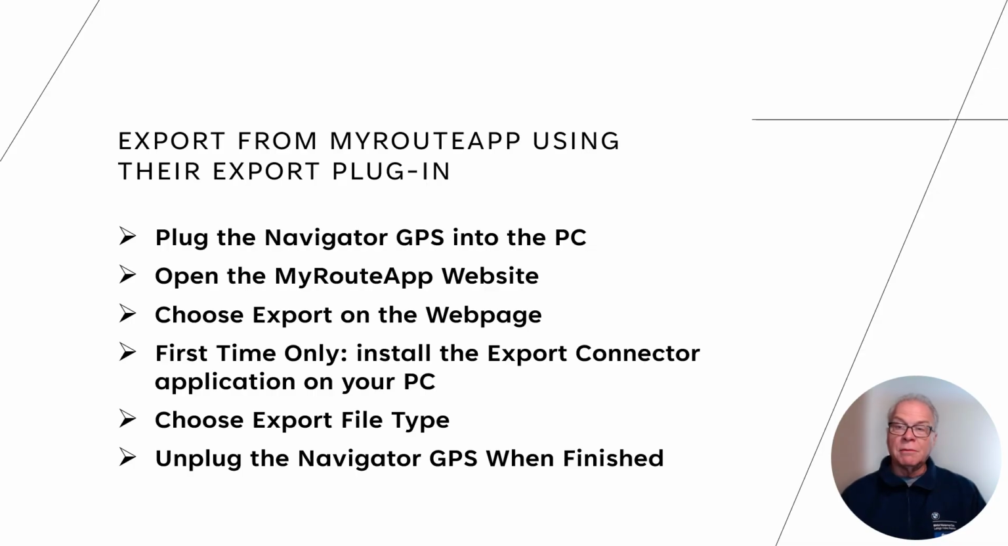To use the export function, you'll plug the Navigator GPS into the PC, same as the file transfer type. But then you open the My Route app website or whatever software you're using that allows direct export. You'll choose export on the web page. The first time you do this, you will download and install an export connector application onto your PC. You don't have to do that again, just one time. You'll choose the file export type, which basically is for whichever device you plugged in. And then after you're done, you'll unplug the Navigator GPS.